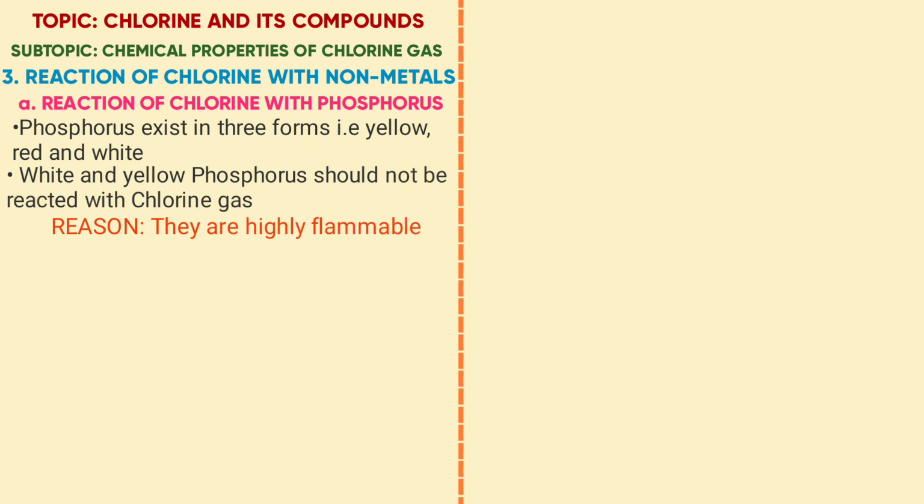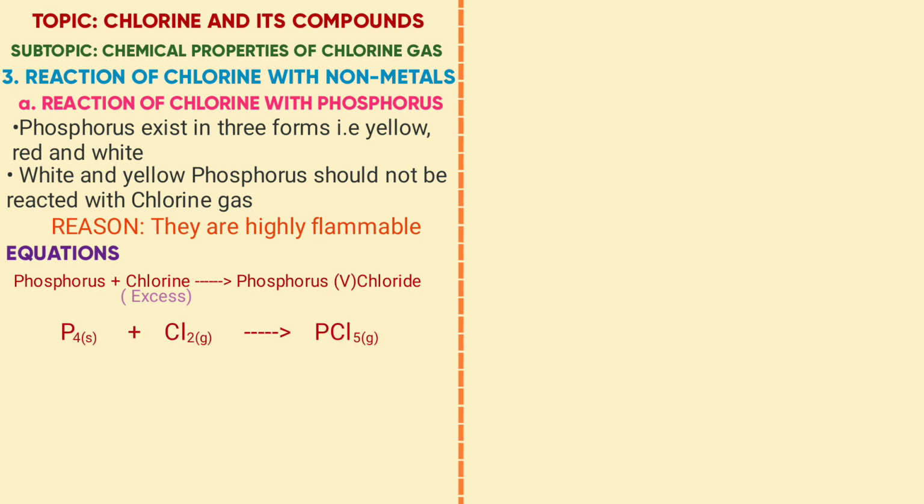Now we look at the reaction of red phosphorus with chlorine gas. Equation: phosphorus plus chlorine in excess gives phosphorus 5 chloride. The chemical equation becomes P4 solid plus Cl2 gas arrow PCl5 solid. To balance the equation you place 10 where there is chlorine gas and then place 4 where it is phosphorus 5 chloride.